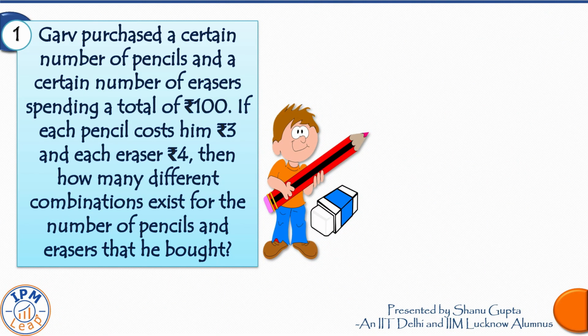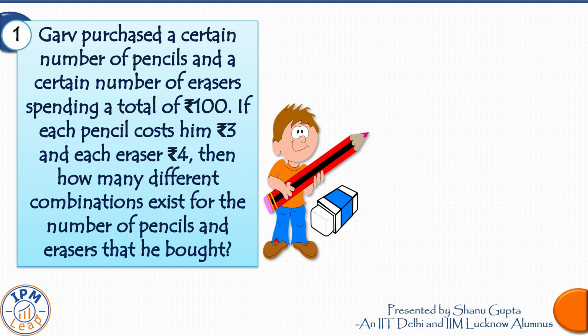So friends, let me give you an example scenario to understand what is a special equation. Look at this boy. His name is Garv. He purchased a certain number of pencils and a certain number of erasers, spending a total of rupees 100. If each pencil costs him rupees 3 and each eraser costs rupees 4, then how many different combinations exist for the number of pencils and erasers that he bought?